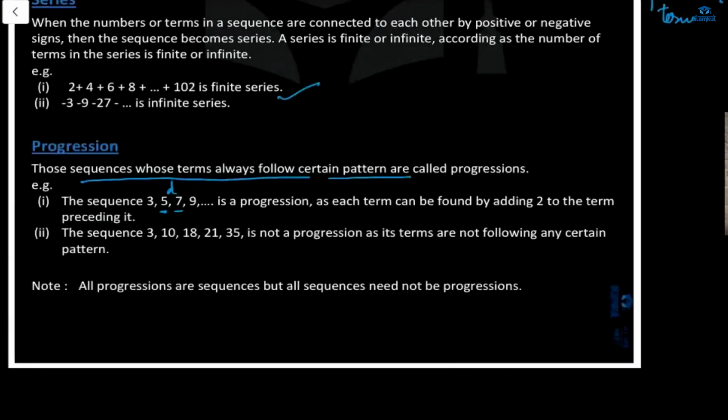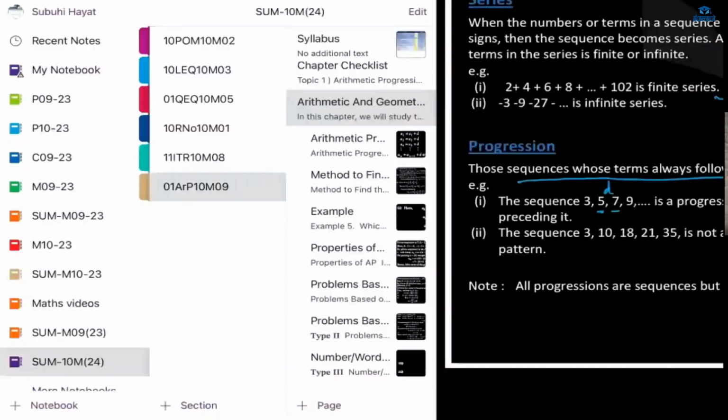In the next one, you can see it is also a sequence, but there is not a definite pattern. There is no common difference between the two numbers. So therefore it is not a progression. Understood? Yes, ma'am. Now we'll study the arithmetic progression.